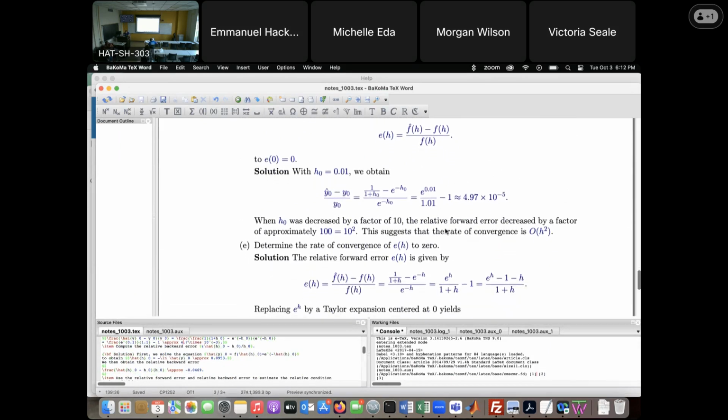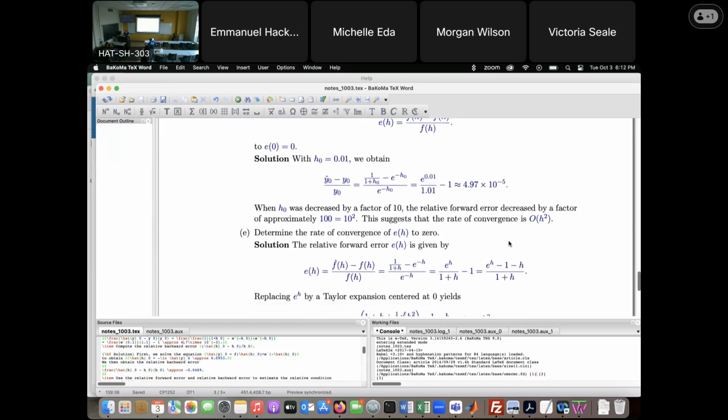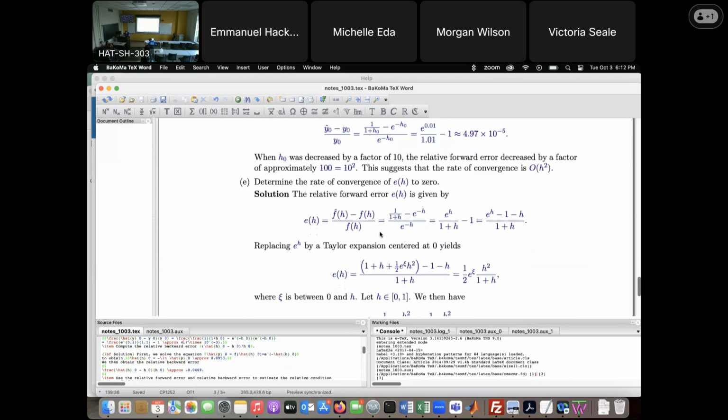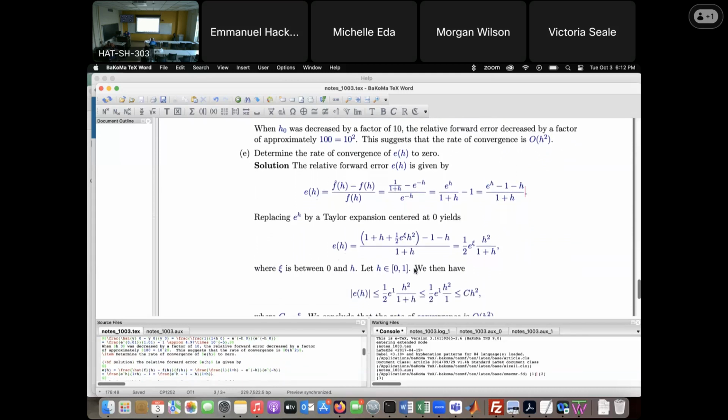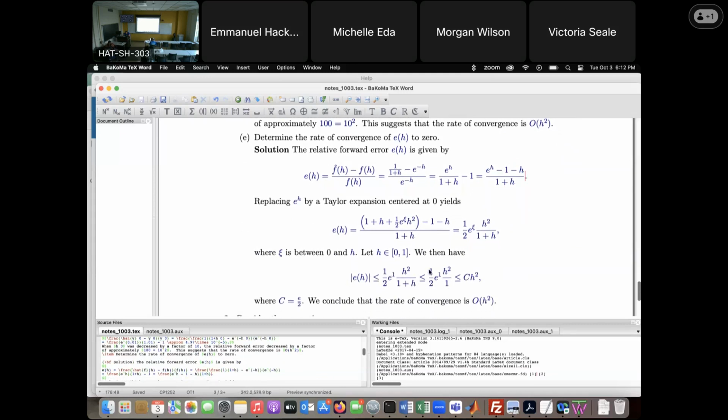So in other words, you're determining experimentally that the rate of convergence is big O of h squared. The last part of the problem is really getting the rate of convergence. In this case, you're using Taylor expansion. First, you're filling in the true function and its approximation, then algebraically manipulating to get this, and then replacing e to the h with this Taylor expansion. I took the longer rigorous way to get the constant, but it turns out that the error is bounded by a constant times h squared. So now we see the rate of convergence really is h squared, which is corroborated by the experimentation above.